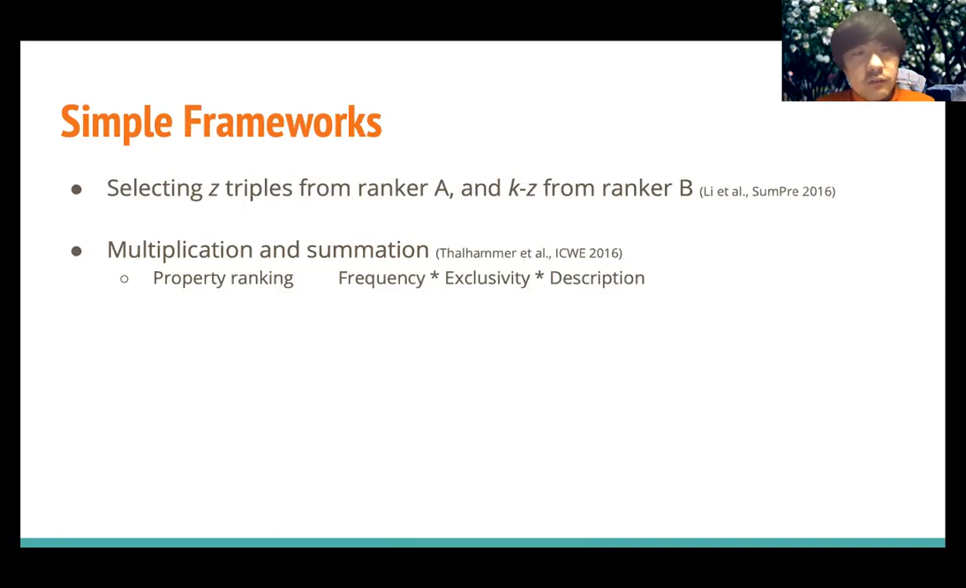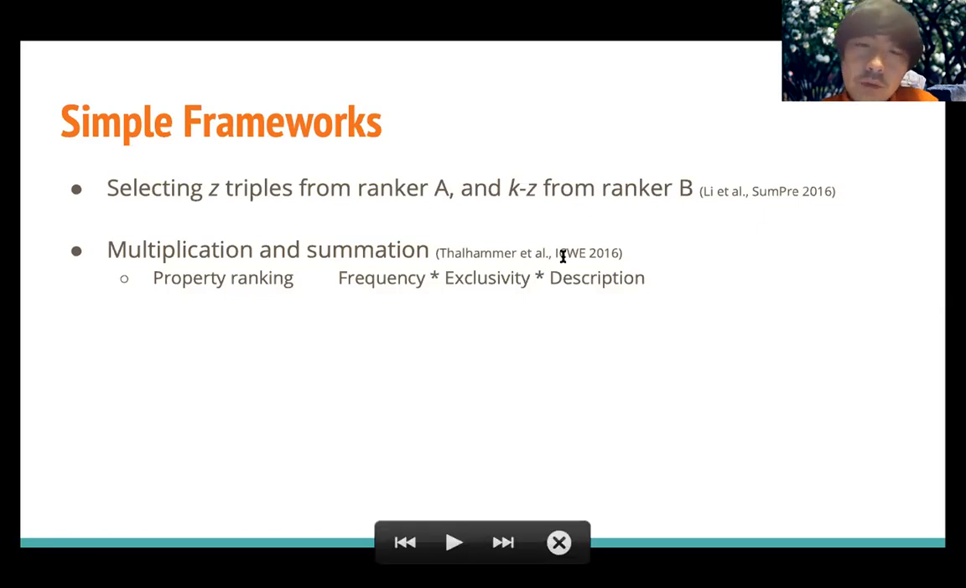A probably more effective method, if you want to combine multiple features, is that you can multiply their ranking scores, or you can calculate the sum of their ranking scores. For example, here is a famous system called LinkSum, published at the ICWE conference by Thalhammer.